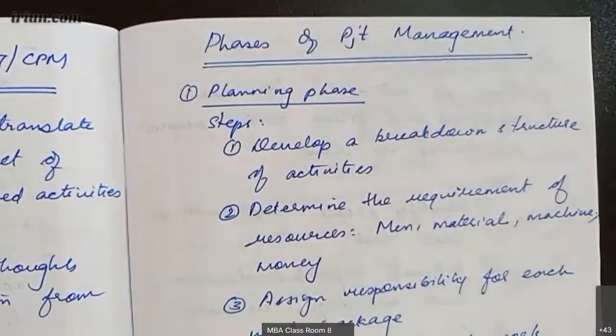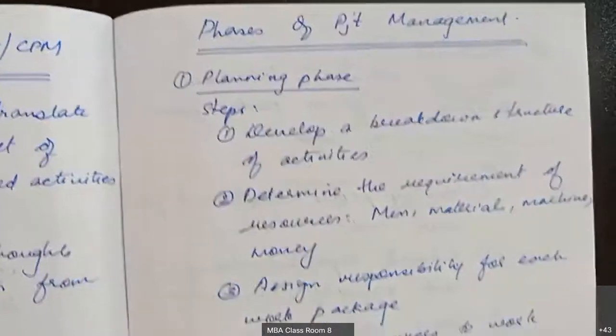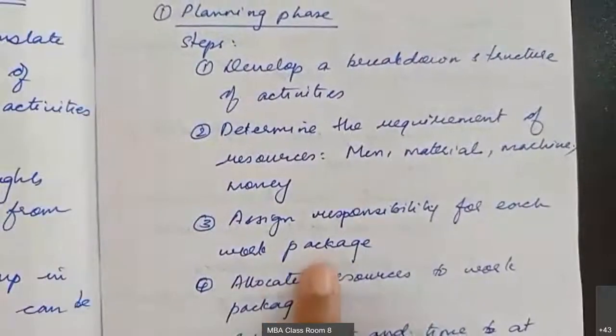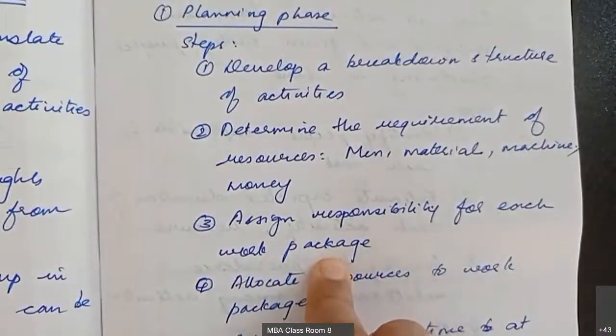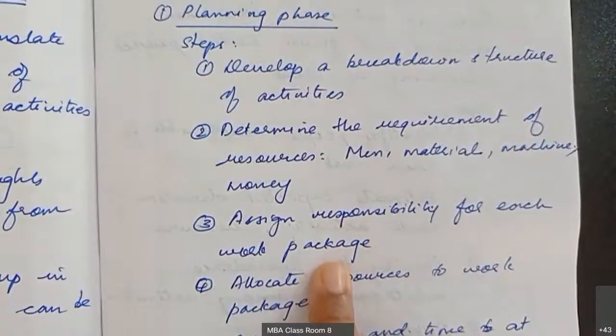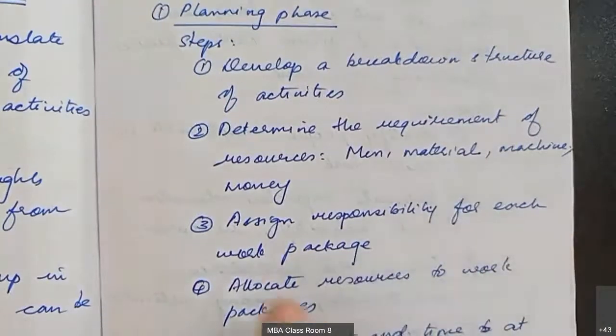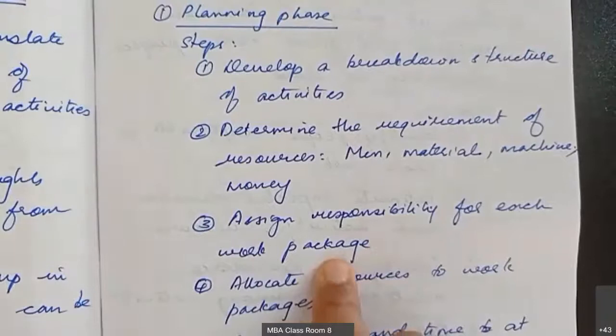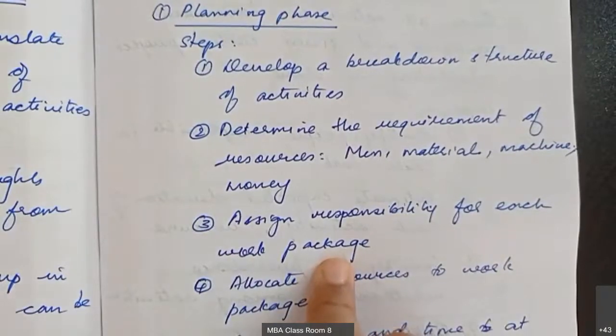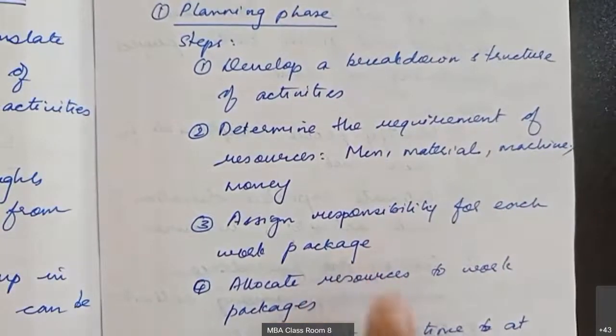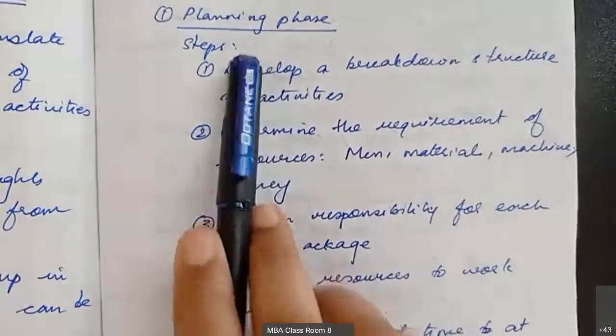You break the entire project into small activities, and then you assign. There is a work package. Work package means the smallest work that can be done. For each work package you will assign people and resources. So the entire project is there, you will break it down into small work packages, and then you will assign people, resources, money, facilities, space, everything to each work package. That breaking down phase is called the planning phase.